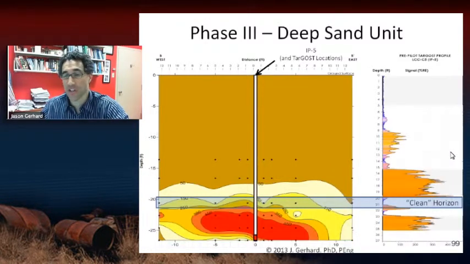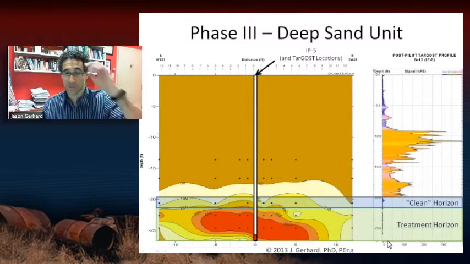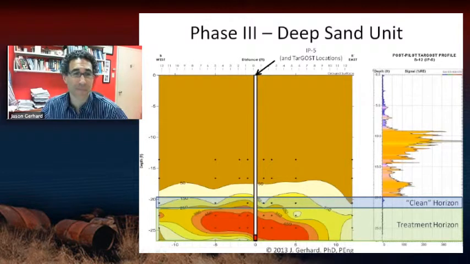This is the Targos before, and then we did another Targos profile afterwards, and you can see virtually nothing in the treated horizon down here afterwards. So very, very successful test.